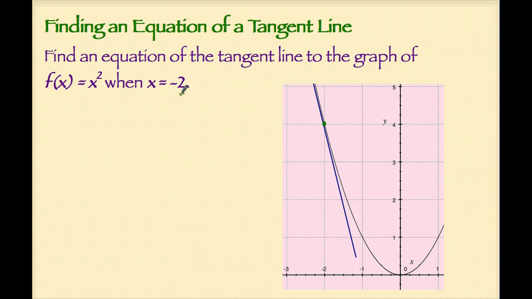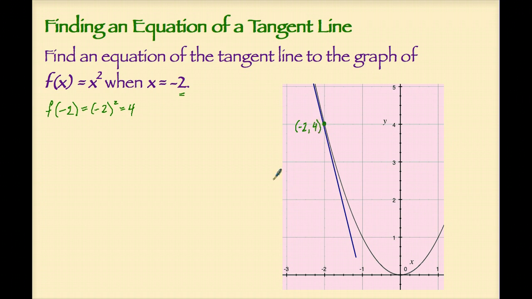We have the x value, and we have the function, so let's determine what the y value is when x is negative 2 by using the function. F of negative 2 is going to be negative 2 quantity squared, which is 4. Therefore, the ordered pair is negative 2 comma 4.